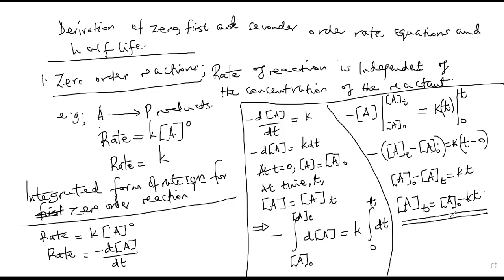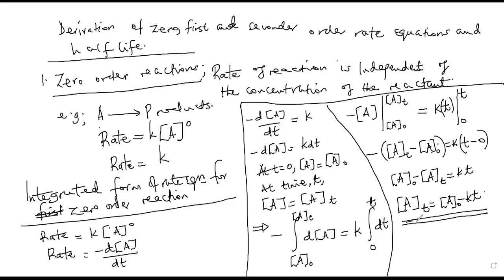We shall use this expression to plot a graph, and then we see how we can determine half-life, and at the same time, how we can determine the order of reaction. But let's first leave it at this point. This is the integrated rate equation for the zero order reaction.